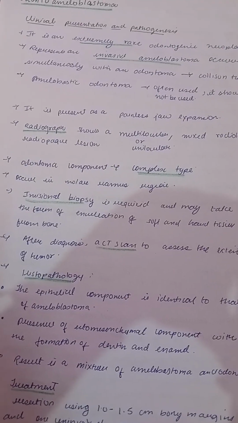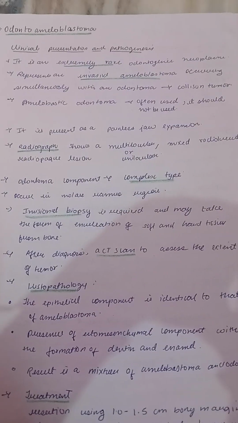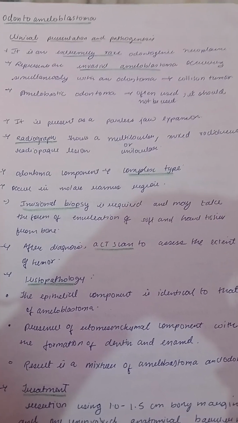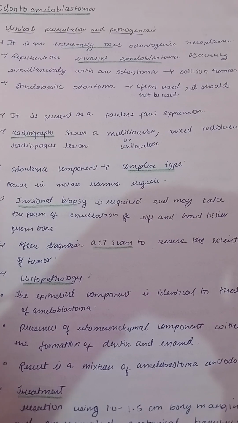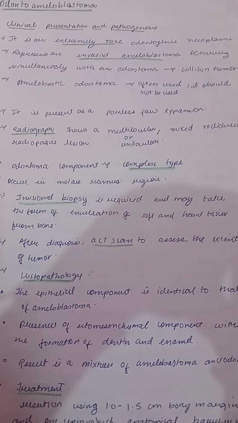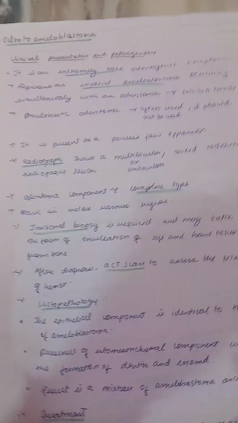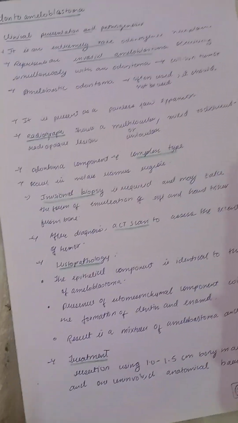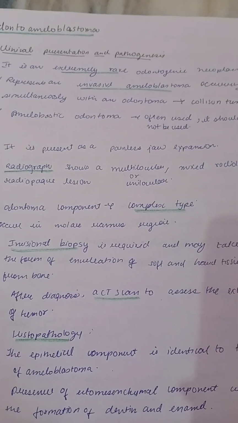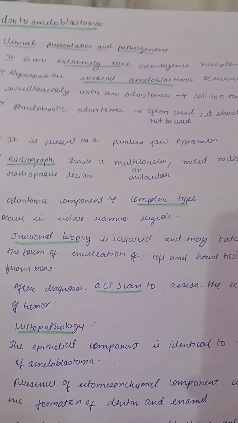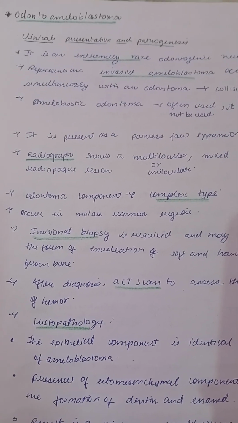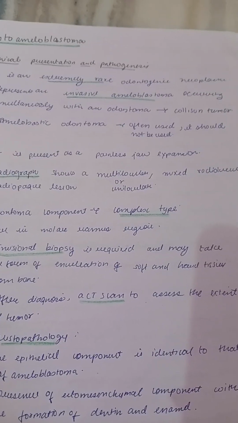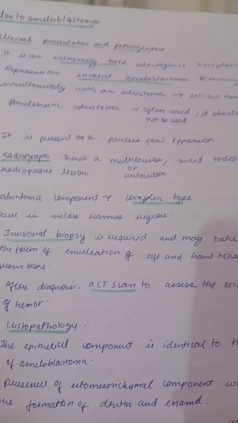Odontoameloblastoma, clinical presentation and pathogenesis. It is an extremely rare odontogenic neoplasm. It represents an invasive ameloblastoma occurring simultaneously with an odontoma. It is a type of invasive ameloblastoma, but it also has the features of odontoma, or it occurs simultaneously with an odontoma. It is mainly odontoma plus ameloblastoma. So it is also known as collision tumor.